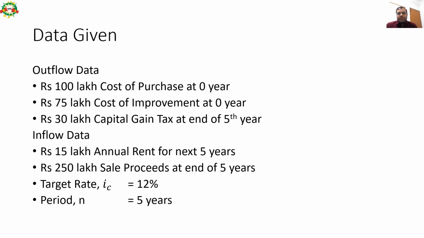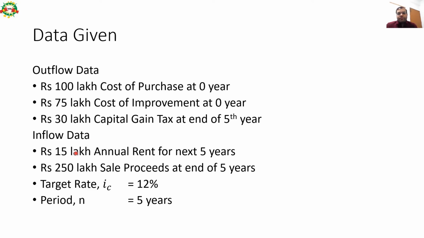As per the data given in this question, in case of NPV and IRR, first we have to bifurcate the data in the form of outflow and inflow. So outflow figures are 100 lakh rupees, 1 crore rupees as cost of purchase to be incurred on the initial day, 0 year, and then 75 lakh rupees for cost of improvement at 0 year, and 30 lakh rupees of outflow will be there at the end of the 5th year in the form of capital gain.